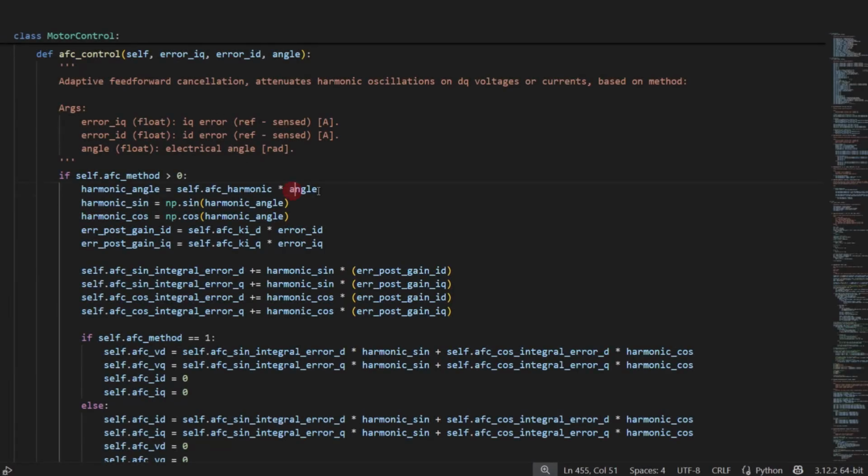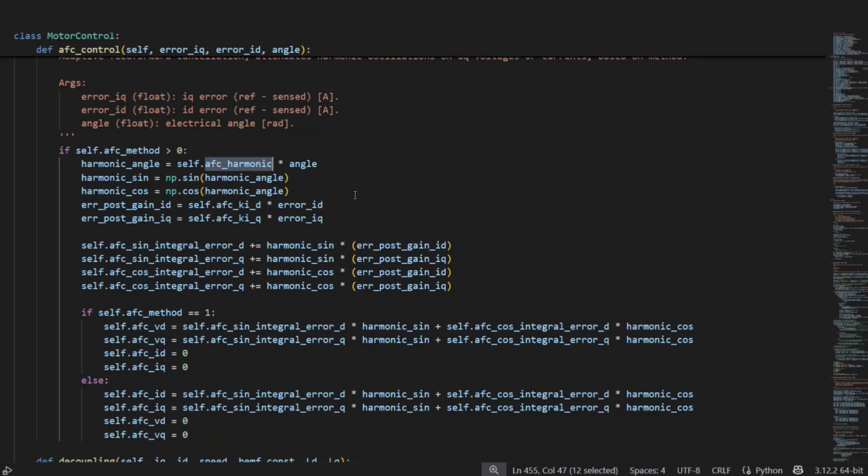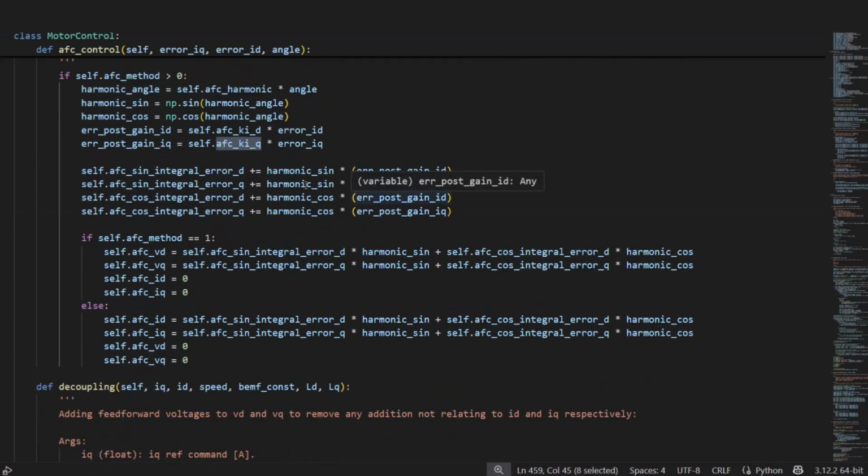I take the current angle and multiply it by the AFC harmonic, which is the 6th harmonic in our case. This is because the 5th and 7th harmonics in the ABC reference frame transform into the 6th harmonic in the DQ reference frame. I'll explain why that is in the end. Then, we obtain the sine and cosine values. Now we multiply the errors by the AFC gains. Next up is summing the errors multiplied by the sine and cosine waves.